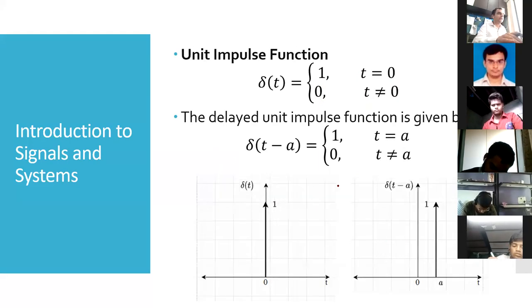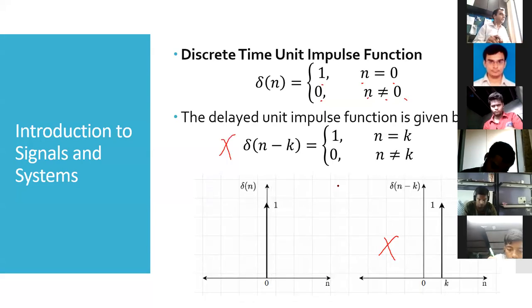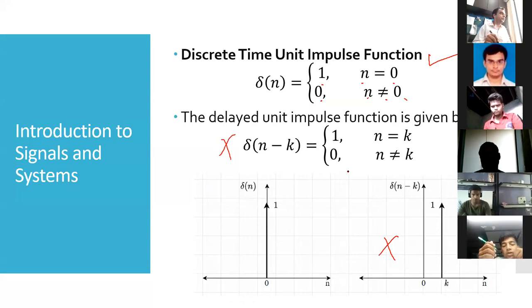If you look at the discrete time version and the continuous time version of the unit impulse function, both of them will look the same, right? But the unit impulse function is a very, very important signal, okay? And we are going to use it extensively in signals and systems, okay?